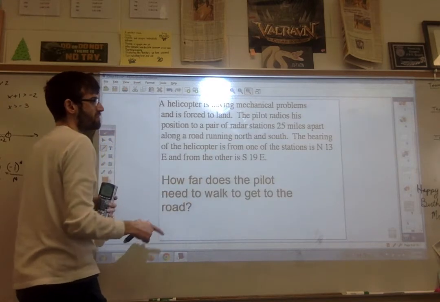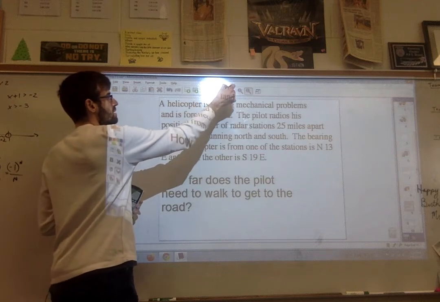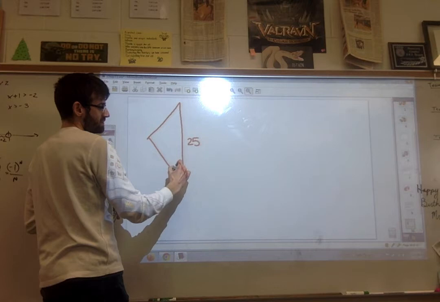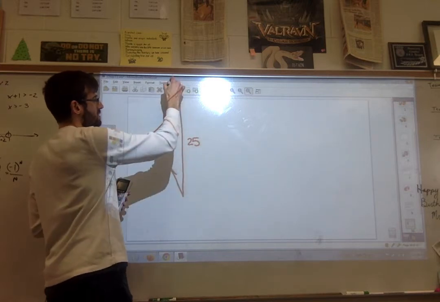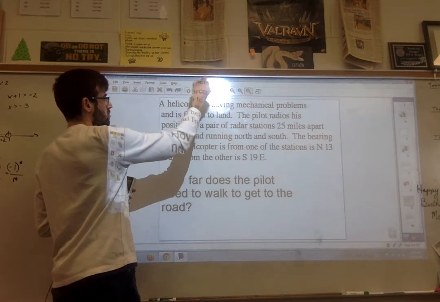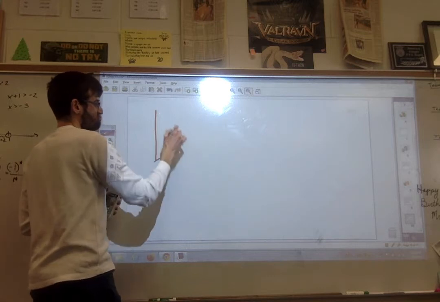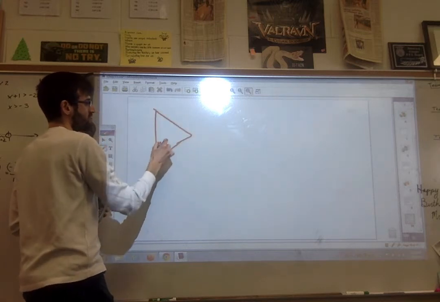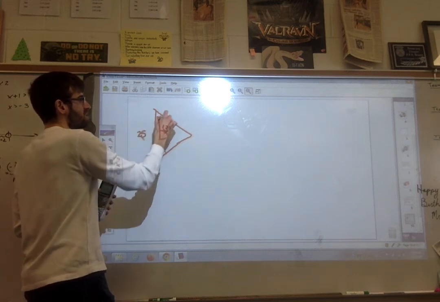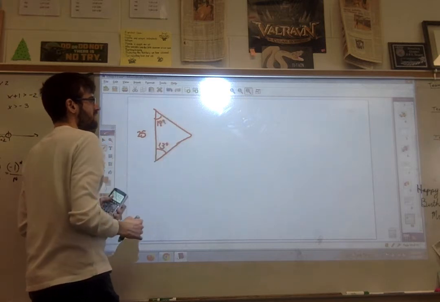The bearing from the first one is a north 13 degrees east. So north 13 degrees east. I drew that backwards, so I'm going to try that again. So north 13 degrees east, 25 miles apart. This one is 19 degrees.